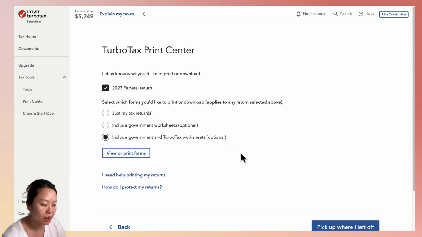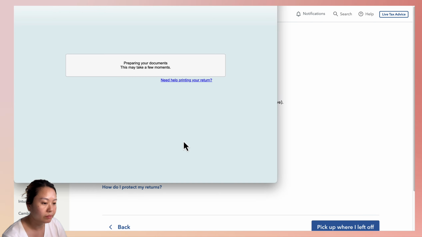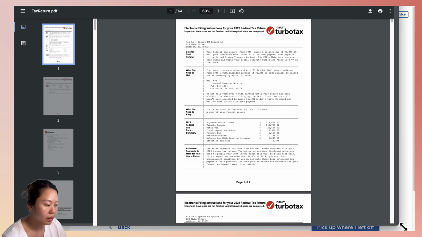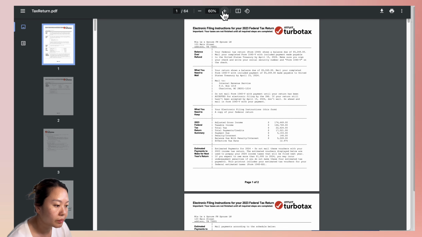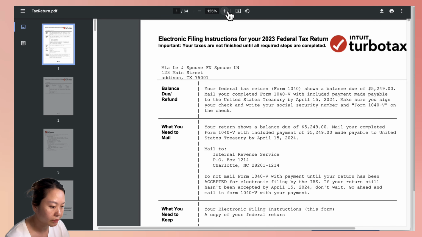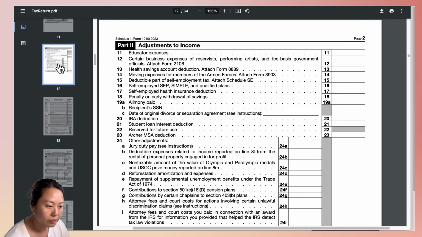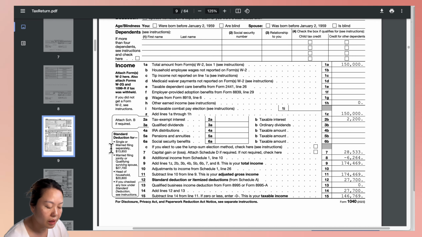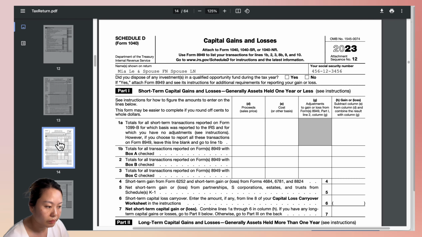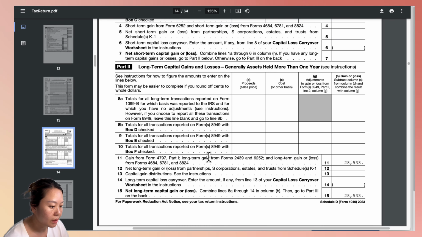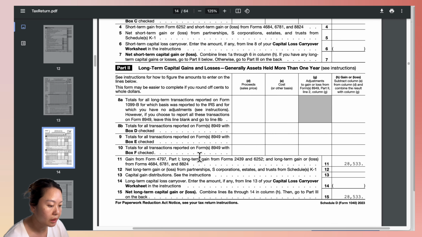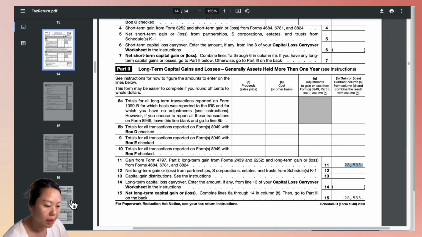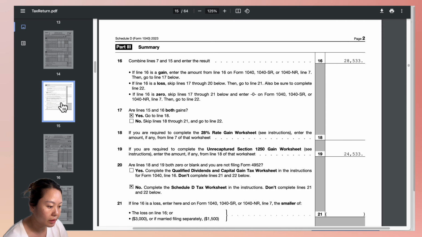So you want to see all the worksheets, and it's preparing our document. So this is our 1040. So this is the Schedule D. Remember, this is our portion of the installment sales that is being taxed.